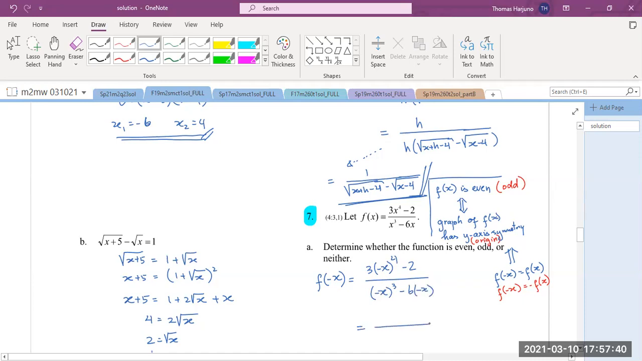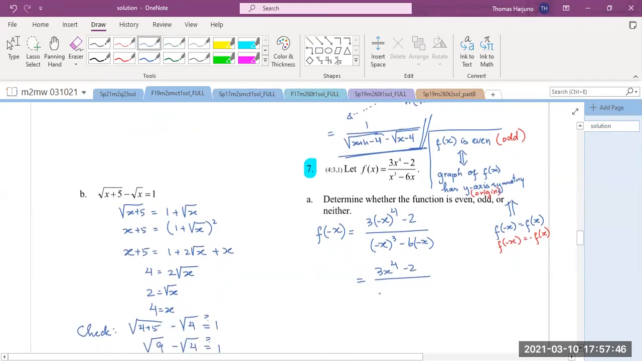On the top, when I simplify, I get 3x to the 4th minus 2. At the bottom, I have negative x cubed plus 6x. It doesn't look like the original function, huh? The numerator is already the same, but the denominators are not exactly the same.